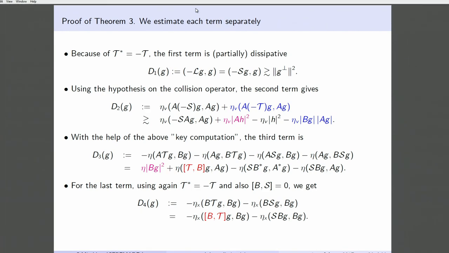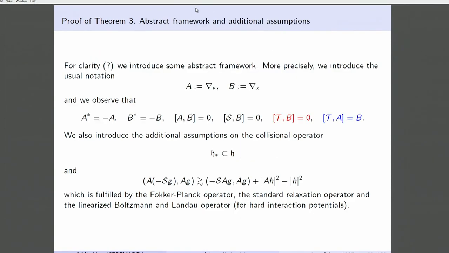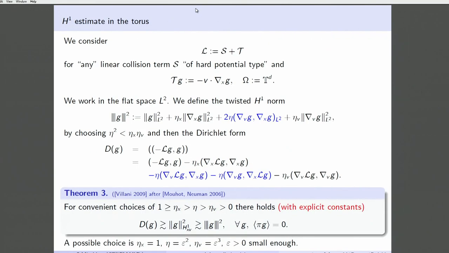So now what we do, we write the contribution, so D1, D2, D3, D4. It's just a splitting D1, D2, D3, D4. Yeah, so it's not correct. Here is D3. A bit lost. So this is D3-1.